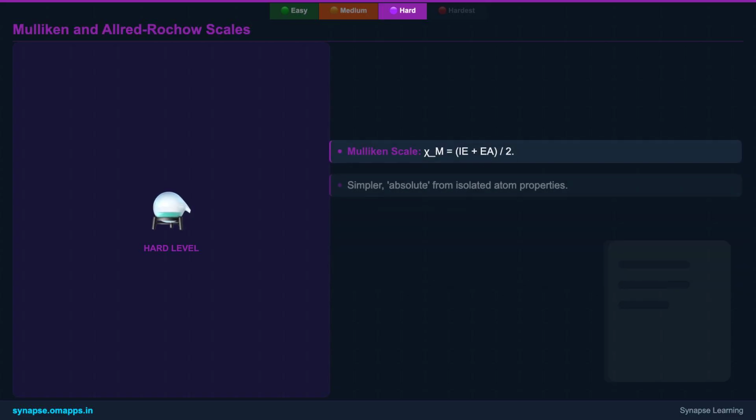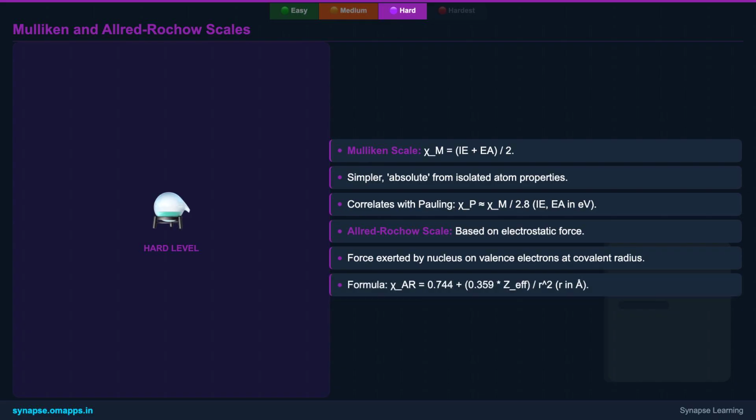Let's introduce another important scale, the Allred-Rochow scale. This scale defines electronegativity based on the electrostatic force exerted by the nucleus on the valence electrons at the covalent radius.